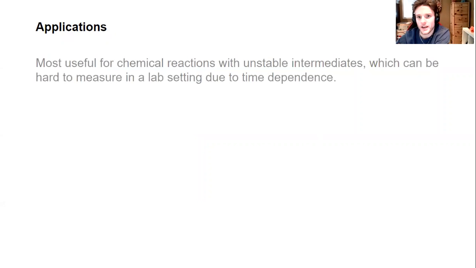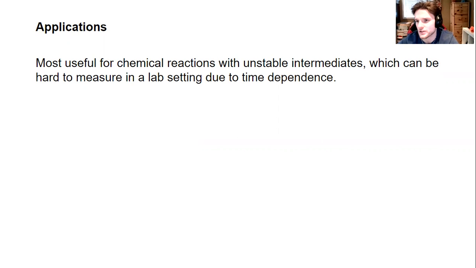So there are some applications of Hess's law. One of the most useful ones is when we use Hess's law for reactions with unstable intermediates, which can be hard to measure in a lab setting due to time dependence. If we think about rust, that's a chemical reaction that happens, and it takes a long time. Could you imagine sitting and waiting for the rust to finish building up? It takes a long time.